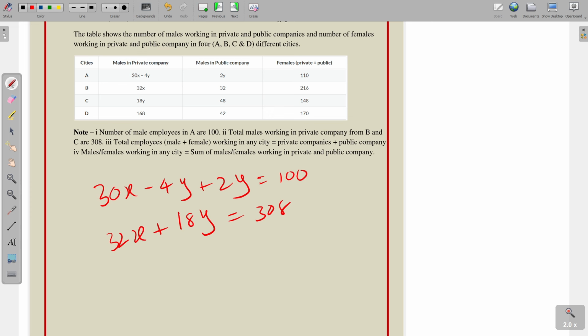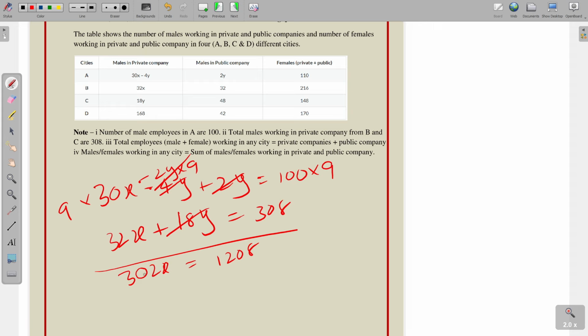So, from this it is multiplied by 9. These calculations plus 2 cancel, it is minus 2y. So, it is also multiplied by 9. 270x plus 32, 302x, 18y cancel, 900 plus 308, 1208, 304 times, means x value is 4.